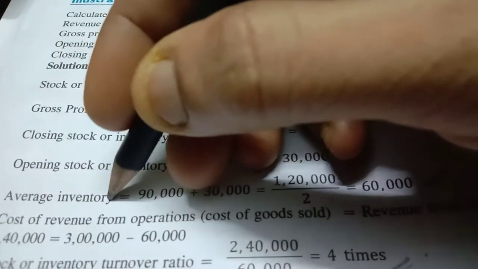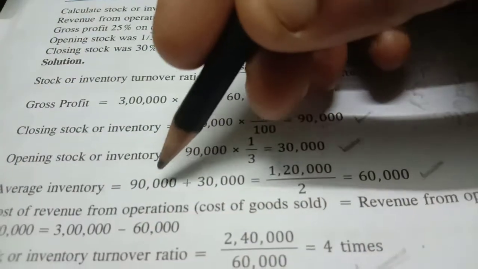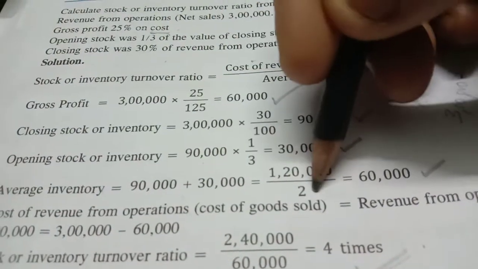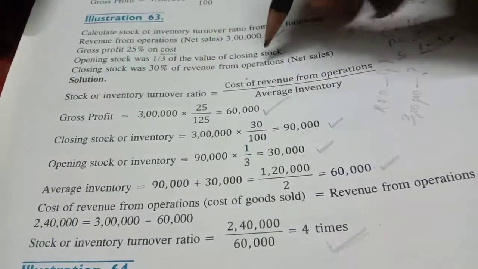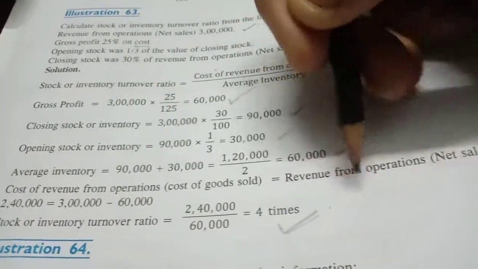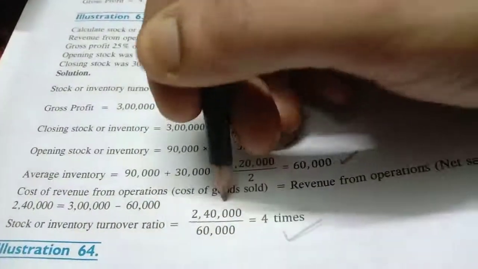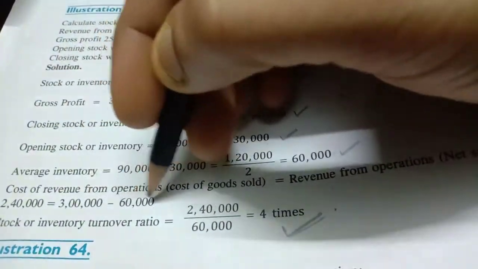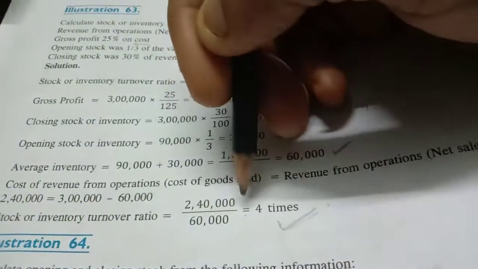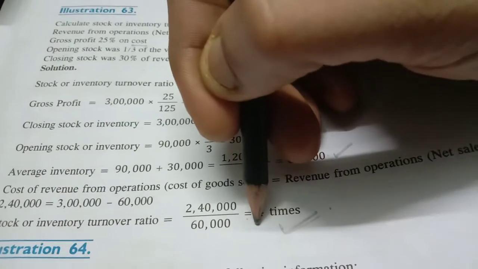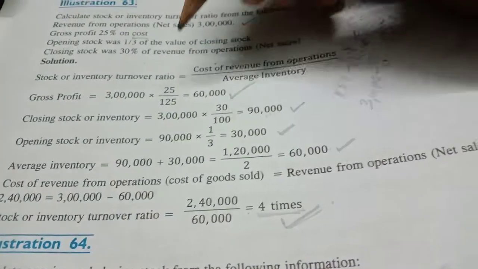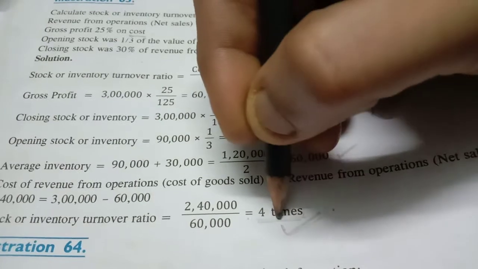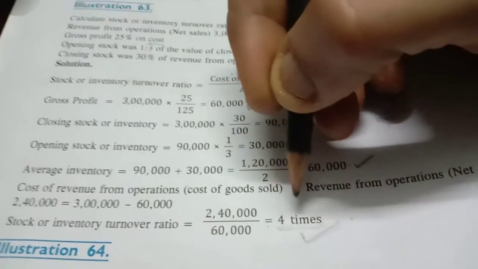So then we have to calculate the average inventory. It is very easy, no? That is opening plus closing divided by 2. We will get the average inventory. So next we have to see the cost of revenue from operation, that is revenue from operation minus gross profit. So by applying the formula, we can calculate the cost of revenue from operations. Next we have to apply in the ratio, that is the stock turnover ratio is 4 times. So it takes 4 times to convert the stock into the sales.